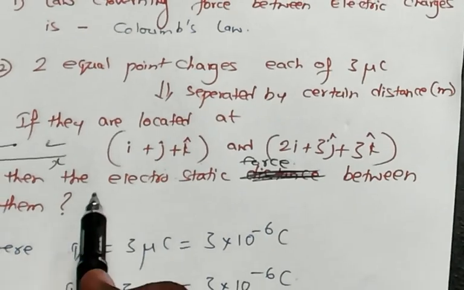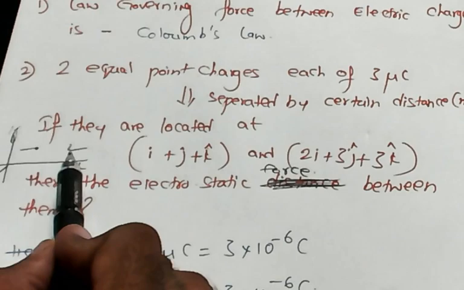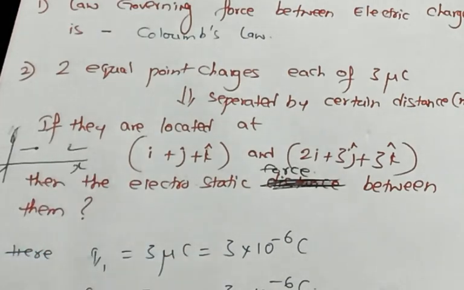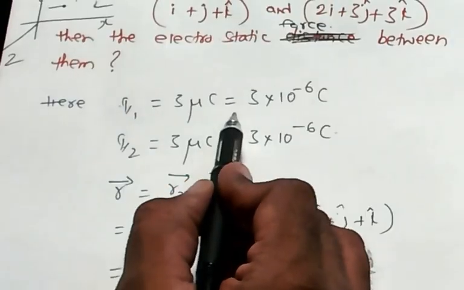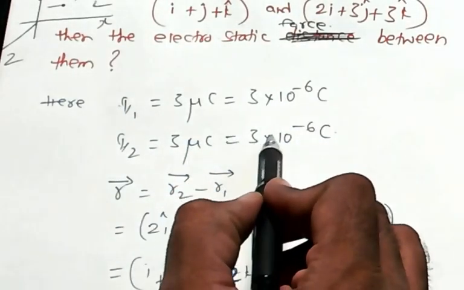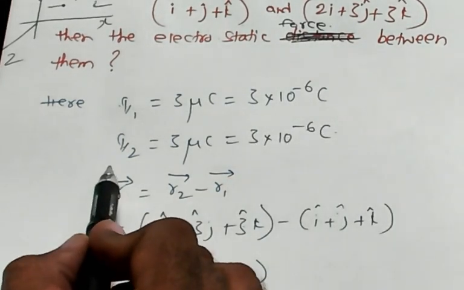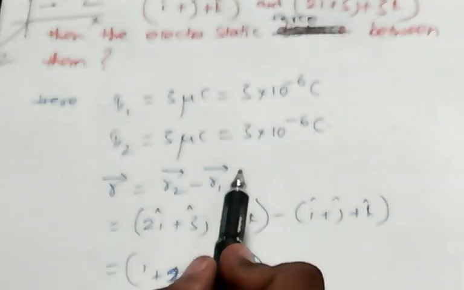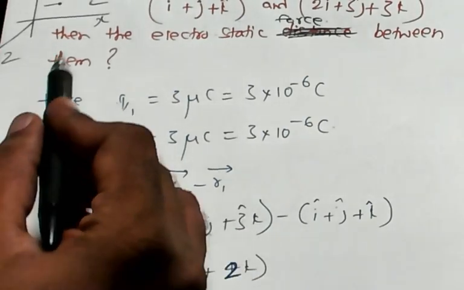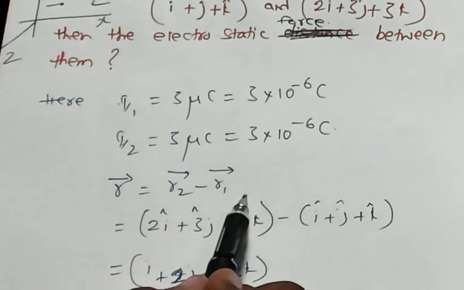Now, what is the examiner asking? What will be the electrostatic force between these two charges? It's very simple. Q1 is given as 3 microcoulomb. Micro is 10 to the power of minus 6. So 3 into 10 to the power of minus 6 coulomb. Q2 is also equal to Q1, that is also 3 microcoulombs, which is 3 into 10 to the power of minus 6 coulombs. Right? Now, the distance between the two charges, R, is equal to R2 minus R1.